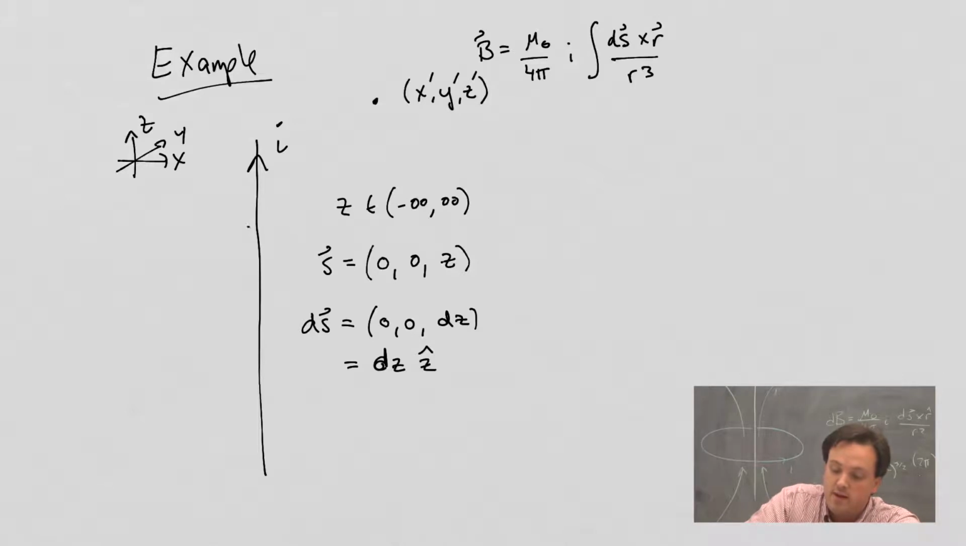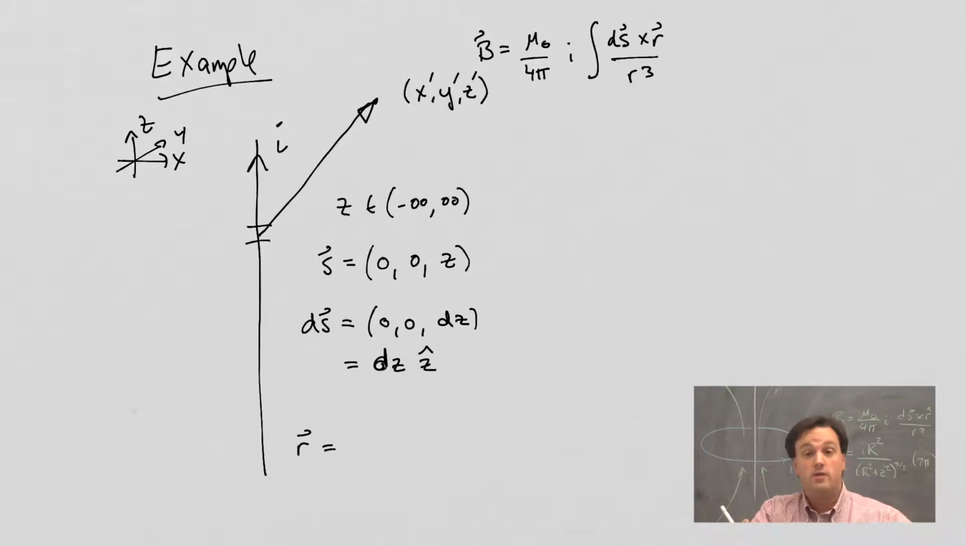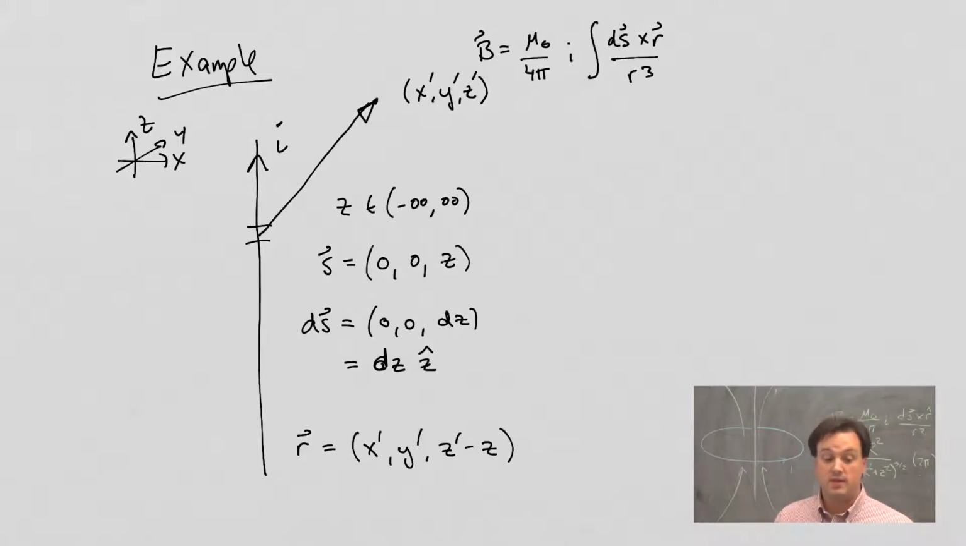So if I have a little bit of my parameterization, ds, and I'm pointing to my point of interest, I can write down that the vector r is going to be where I'm looking minus where I started, which is x prime, y prime, z prime minus z. And so now I've constructed my vector r, and I've constructed my vector ds, and so now I'm ready to plug everything into the Biot-Savart law.